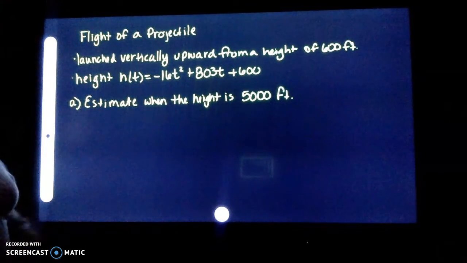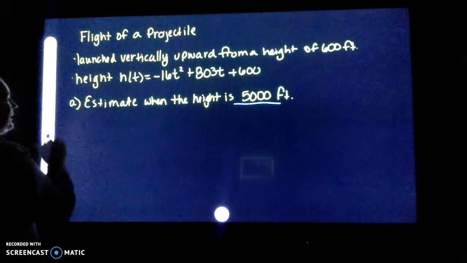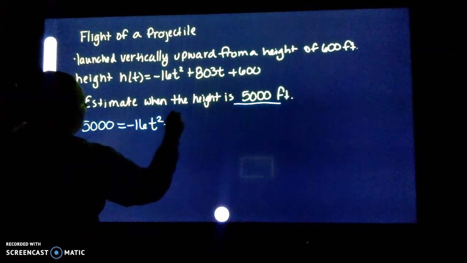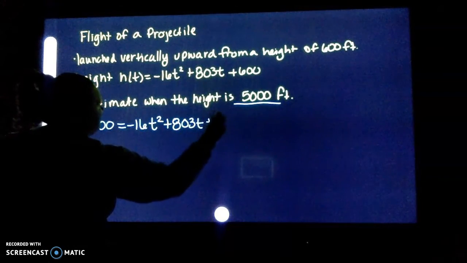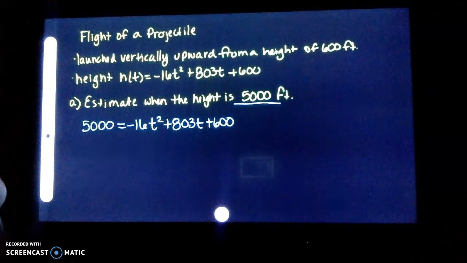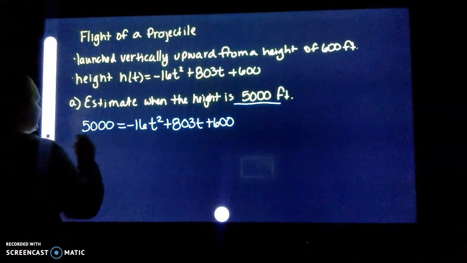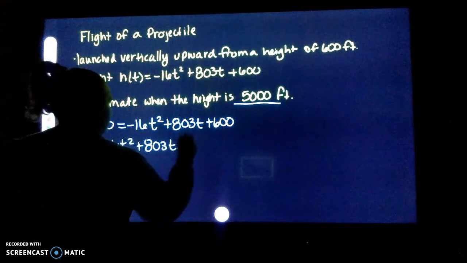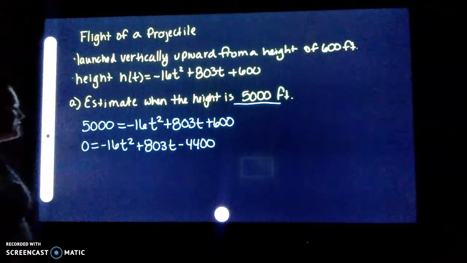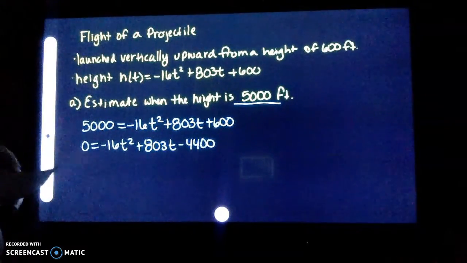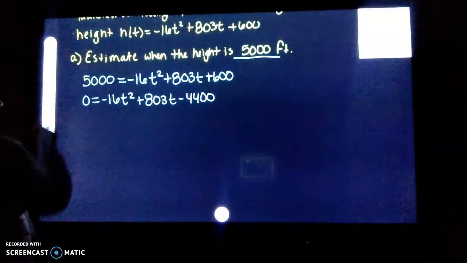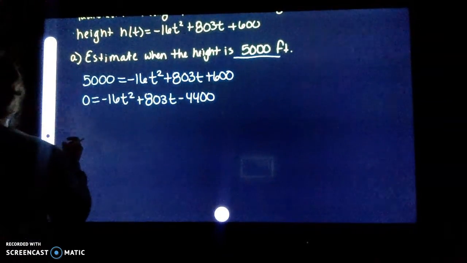Part A is just asking us to estimate when the height is going to be 5,000 feet above ground. This means I'm going to take this 5,000 here, and I'm going to plug it in for h of t. So I have 5,000 equals -16t squared plus 803t plus 600. Well, I know in order to solve this, I'm probably going to have to make sure it's written as a quadratic, so I need to subtract the 5,000 over and set it equal to 0. When I do that, I get -16t squared plus 803t minus 4,400. From here, I can go ahead and do my quadratic formula.